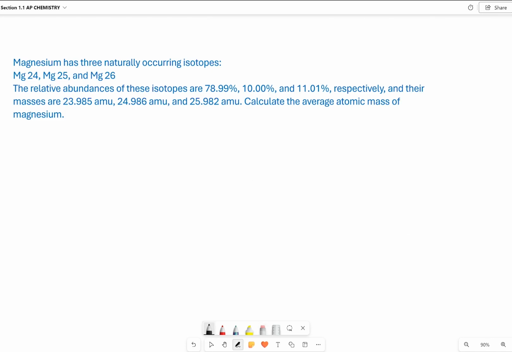All right, and our last problem here, kind of an easy one. Magnesium has 3 naturally occurring isotopes, Mg24, Mg25, and Mg26. The relative abundances of these isotopes are 78.99, 10.00, and 11.01, respectively, and their masses are 23.985, 24.986, 25.982. Calculate the average atomic mass of magnesium.